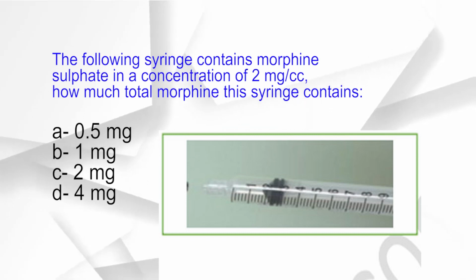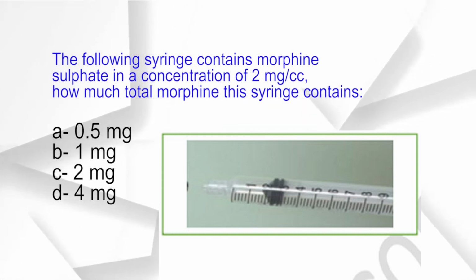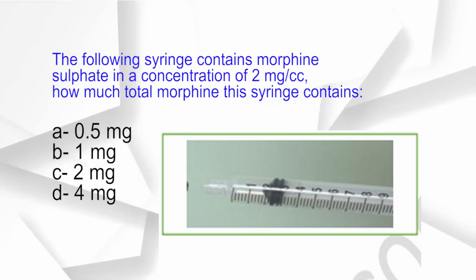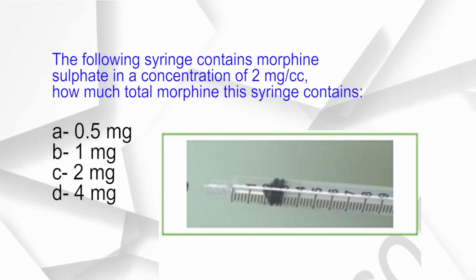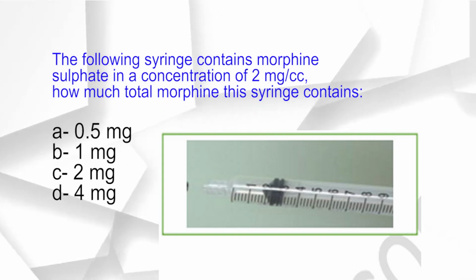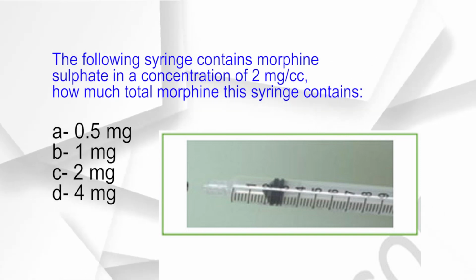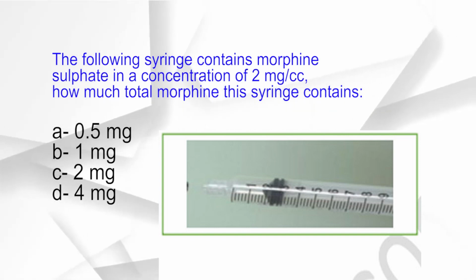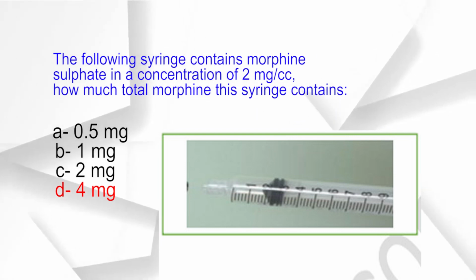Guys, here our next question. The following syringe contains morphine sulfate in a concentration of 2 mg per cc. How much total morphine the syringe contains? Answer. The options are A 0.5 mg, B 1 mg, C 2 mg, D 4 mg. And the correct answer is option D 4 mg.